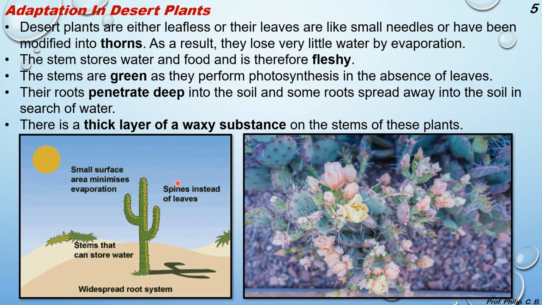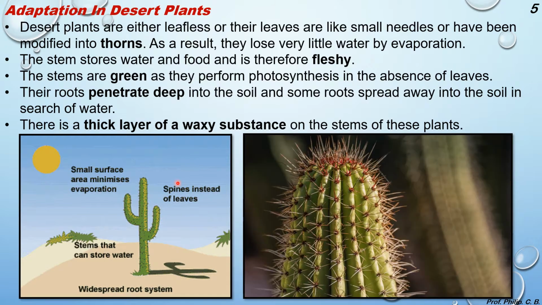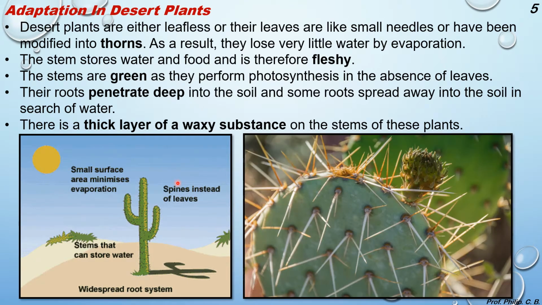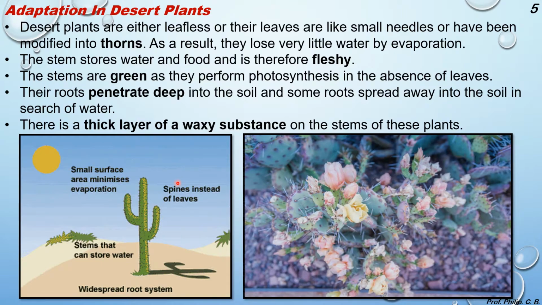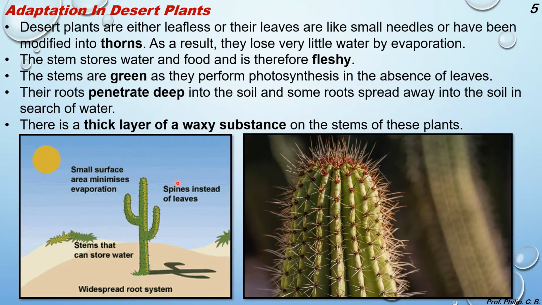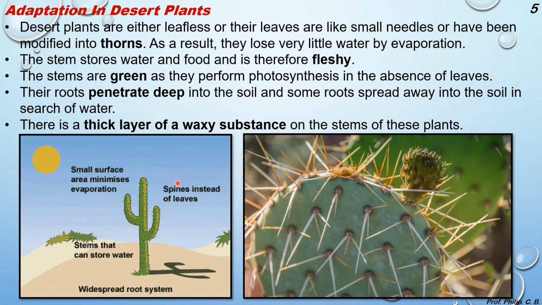That is why the stem is green in color. They can carry out photosynthesis in the absence of leaves. Now just to add a point, in plants, whether it is leaf or stem or other parts, even seeds, if they are green in color, that means they will have chlorophyll. If they have chlorophyll, then they will carry out photosynthesis.